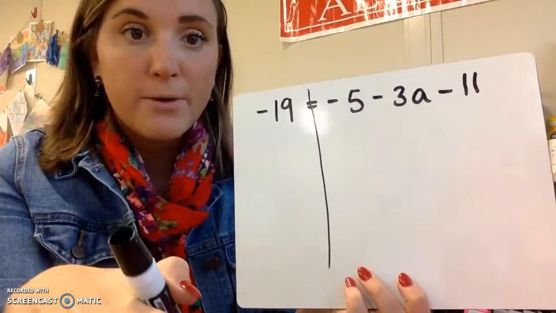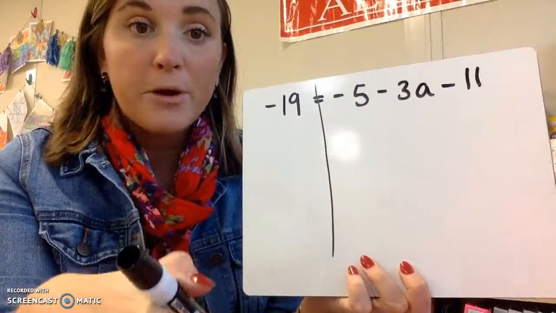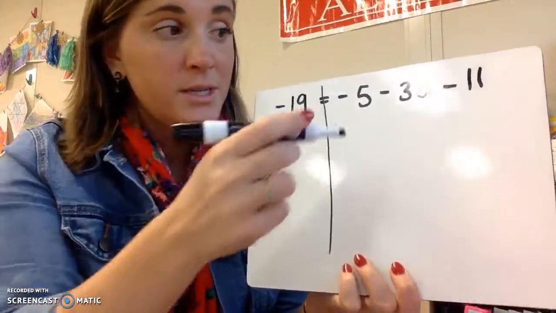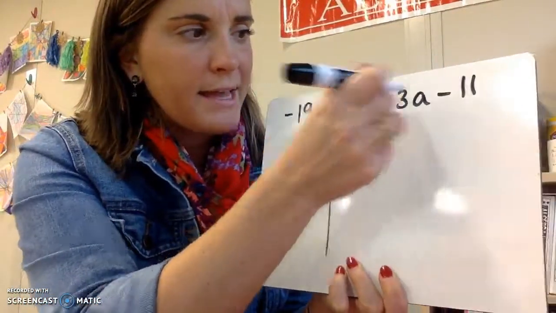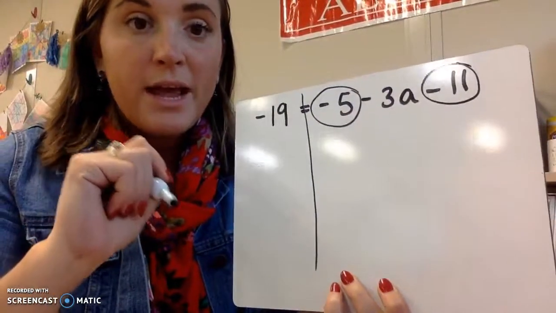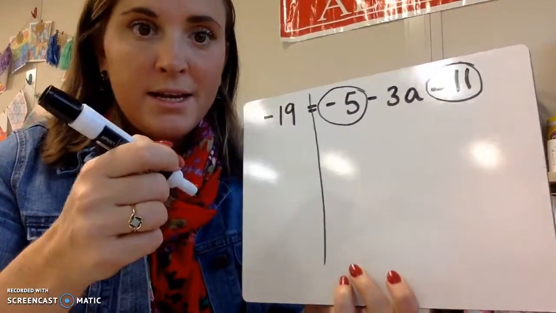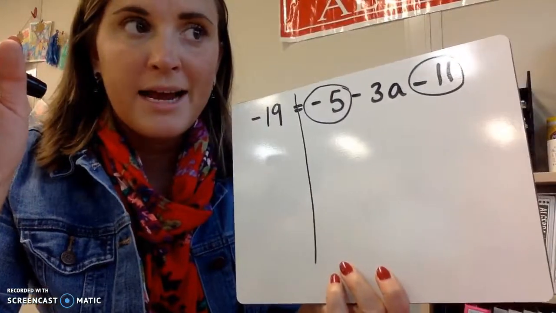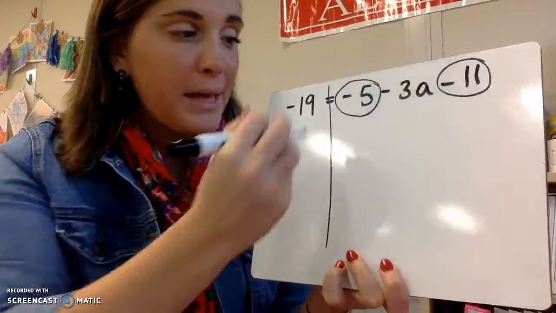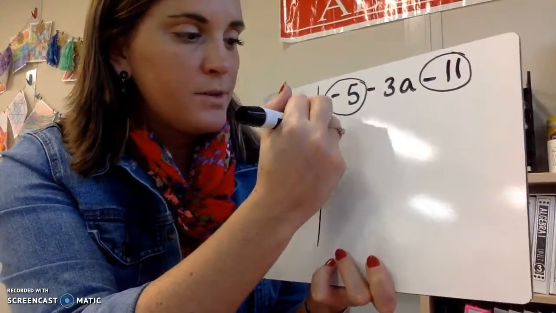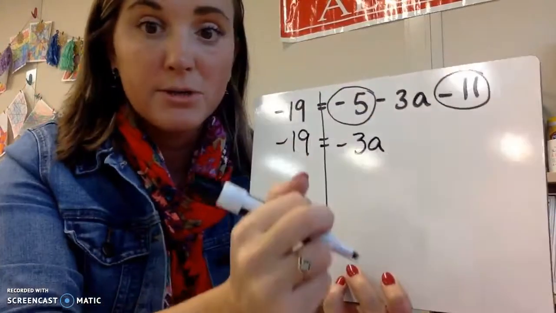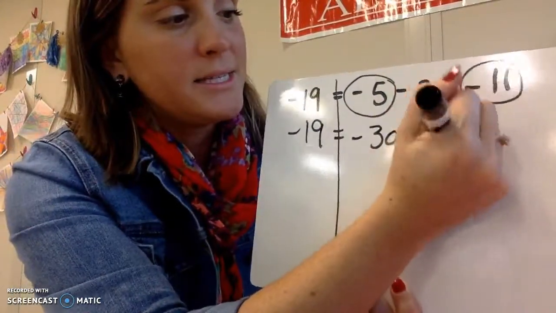I still don't see any parentheses or any number in front of it to multiply through, so we're good. Step 2, combine like terms. I have a constant of negative 5 and a constant of negative 11. So negative 5 minus 11: if I'm at negative 5 on the number line and I take 11 more away, I'm going to the left, I'm going to be at negative 16. So negative 19 equals, I'm going to put negative 3a first, my variable term, and then minus 16.